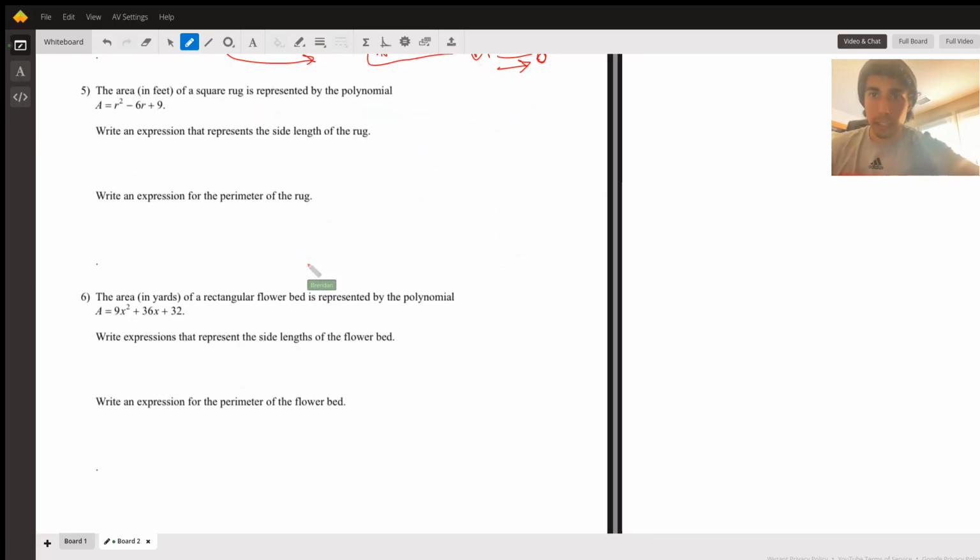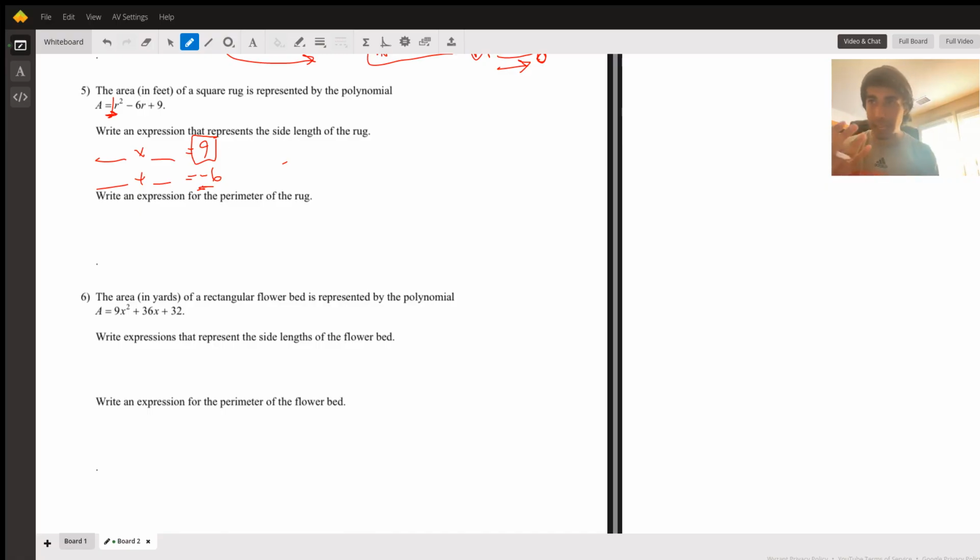Okay, got another one here. So again, A is 1, right? There's no number being multiplied by that squared term. So we're just going to be looking for 2 numbers that multiply to 9 and that add to -6. Think about it: if you're multiplying to a positive, that's either 2 positives or 2 negatives. If we're adding to a negative, that means they've got to be negatives, right? So there has to be 2 negatives.